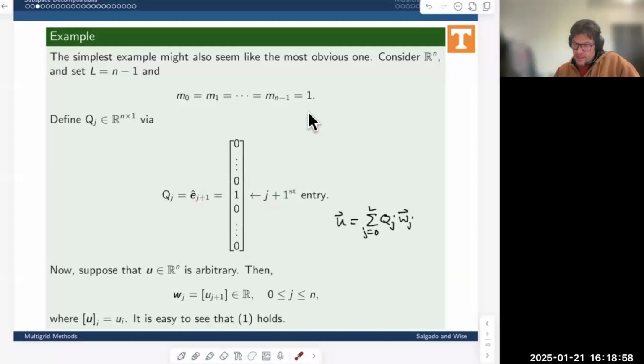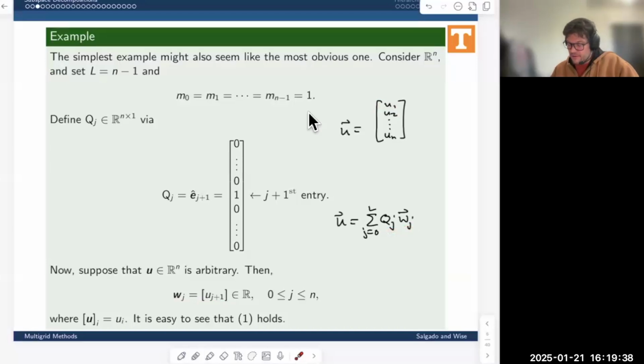Well, what I'm going to do is observe that u can be written as u1, u2, up to un, and I'm going to take apart this vector into these pieces, u1, u2, up to un. So I'm going to set, just formally, the vector wj equal to u_(j+1). So the first one is going to be this one. The first vector is actually a 1 by 1 vector, so it's actually just a scalar. Let's see if that makes sense. So if I multiply a scalar times this vector, does that make sense?